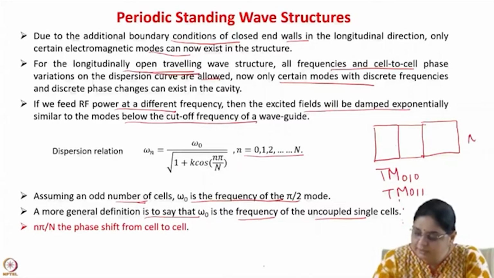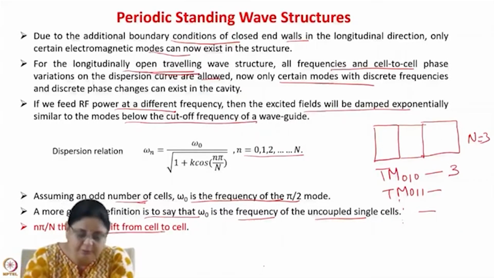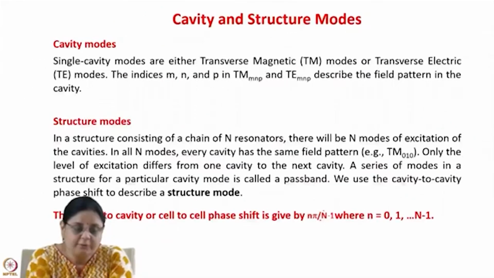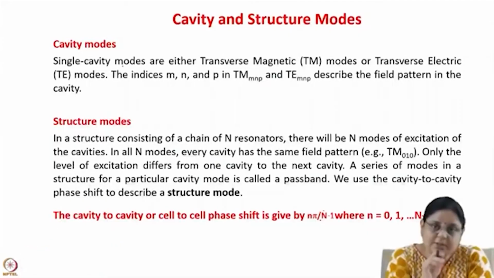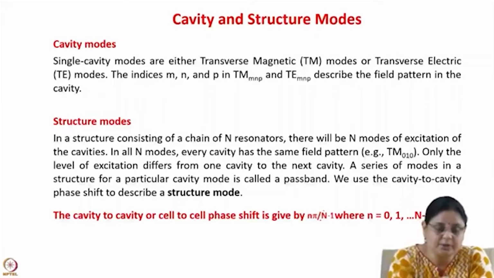So here n is equal to 3. Each of these frequencies will now split into 3 modes. The field pattern will remain the same, only there will be a phase shift from cell to cell. So we have what is known as the cavity mode. So this TM010 or TM011, these are the cavity modes. Single cavity modes are either transverse magnetic modes or transverse electric modes.